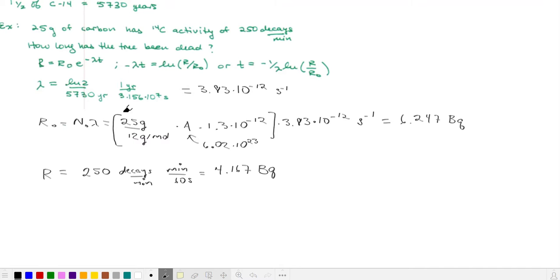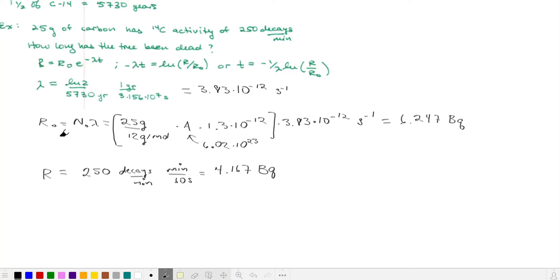We can find t. To find lambda, I just take the log of 2 divided by the half-life, and if I want to be consistent with the Becquerel, which is decays per second, I convert this into seconds. This 3.156 times 10 to the 7th is just 365.25 days per year times 24 hours per day times 60 minutes per hour times 60 seconds per minute, and you get this number. So this gives me a very small number for lambda.